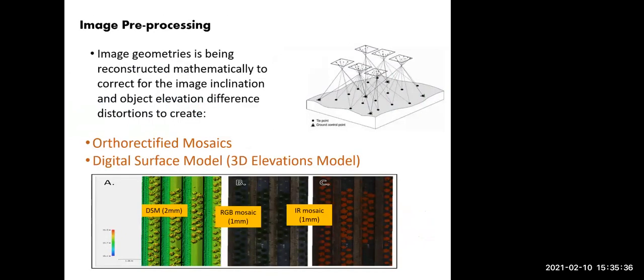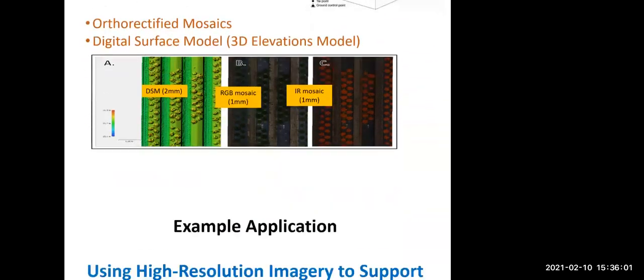After reconstructing the geometry of the scene using the overlapped images, we can create three-dimensional information and use this information to create one image mosaic of the whole field from individual images. And also we can create one image where each pixel represents the height of the object. And this would be our 3D information from the images to do our applications.